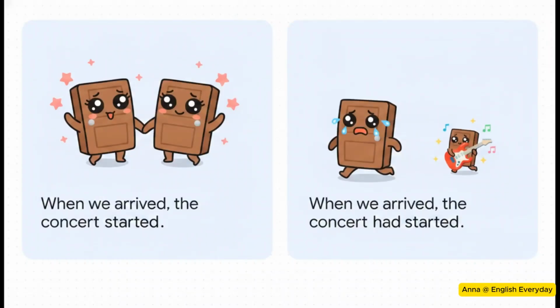Now, what's really fascinating here is how one tiny little word can completely change the reality of a situation. Think about the simple past. When we arrived, the concert started. That implies simultaneous actions. You walked through the doors and boom, the band played their first chord. But what if we say, when we arrived, the concert had started? That had changes the whole shebang. It tells us the concert began earlier. You totally missed the first song.